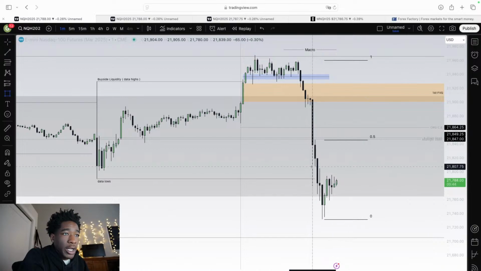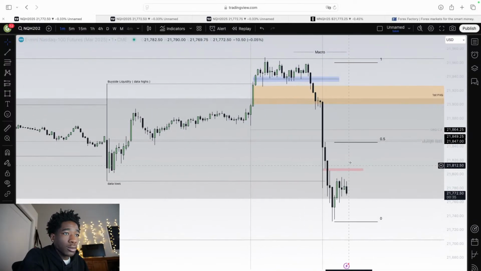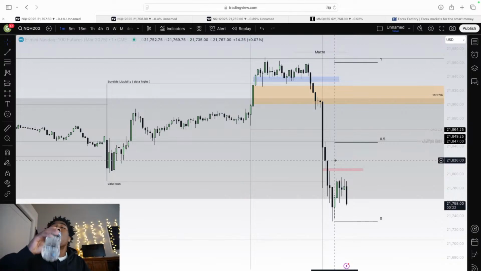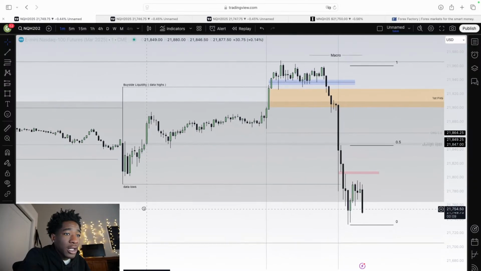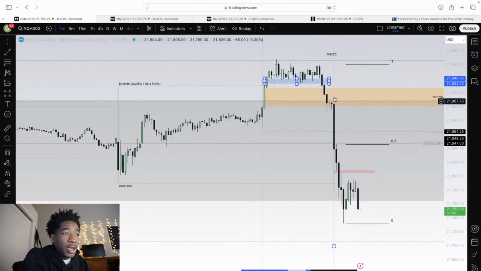You got this small little tiny inefficiency right here. I called this out live though. I said price usually comes back to the data lows. I called this out live in real time, bro. So I'm just not yapping. But we did exactly that. Too bad we couldn't get a trade scenario.